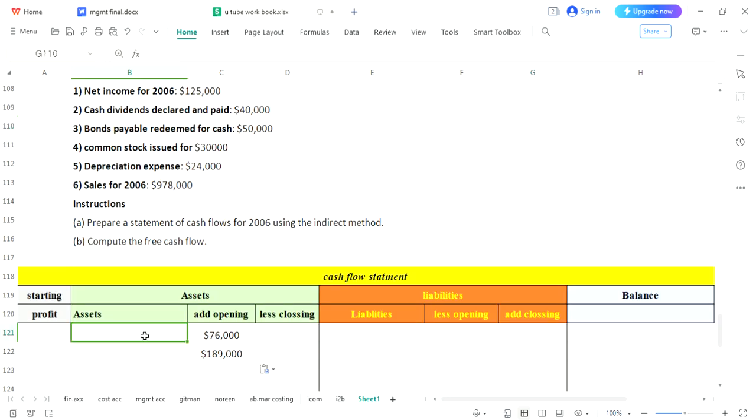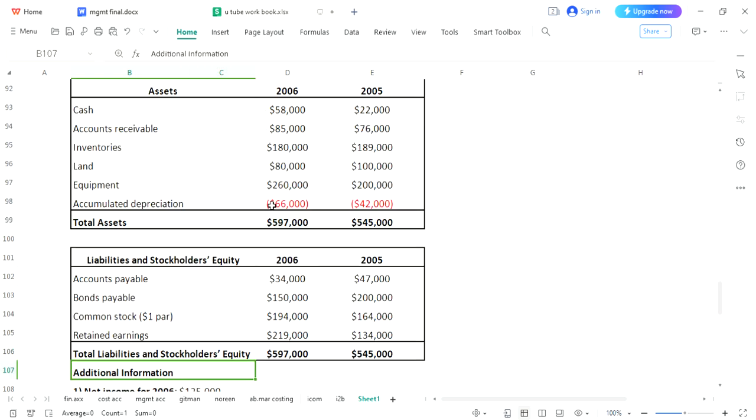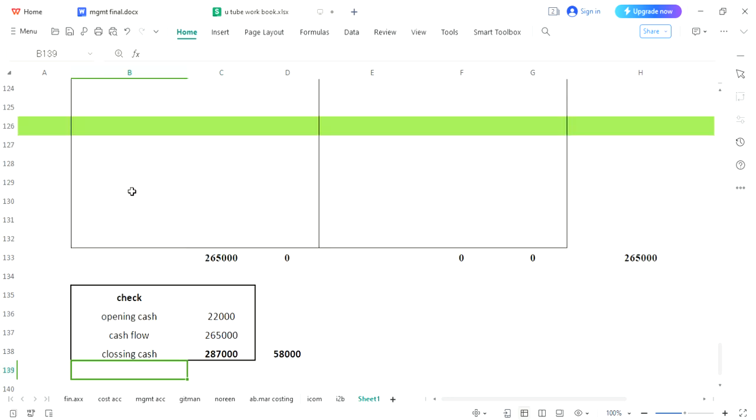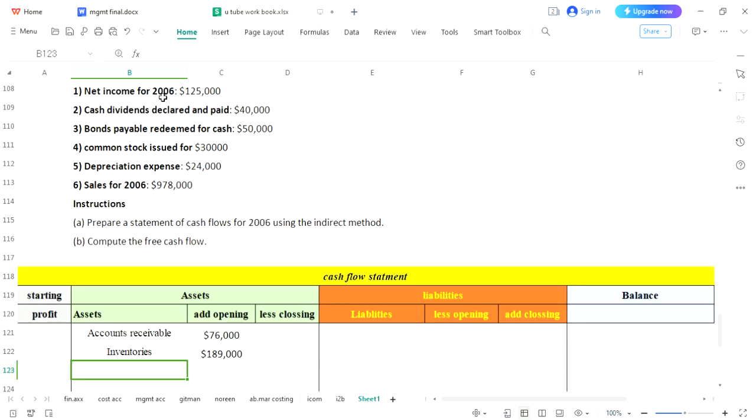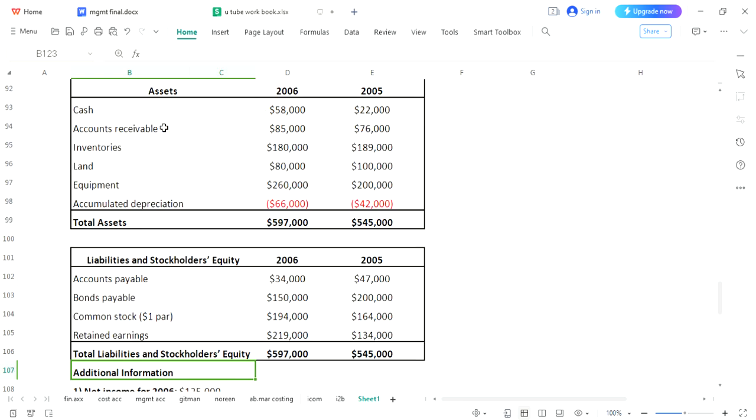Here we are going to put account receivable, and this is inventories. Yes. Now the remaining land, equipment and depreciation would be adjusted in this lower part and we will wait for that. It may be possible some adjustments are present. If there is no adjustment, these fixed assets would be written directly.